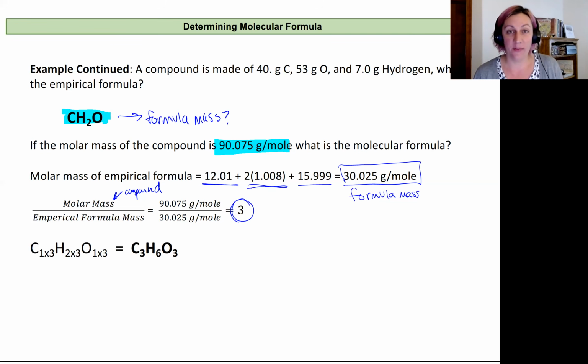So with that information, to determine what the molecular formula actually is, I am going to multiply each one of my coefficients by 3. And if there's nothing for a coefficient, like after carbon, that means there's really a 1. And so that becomes a 3. And the hydrogen is a 2, but multiplied by 3 becomes 6. And our oxygen, which was 1, becomes a 3. And so our molecular formula is this C3H6O3.